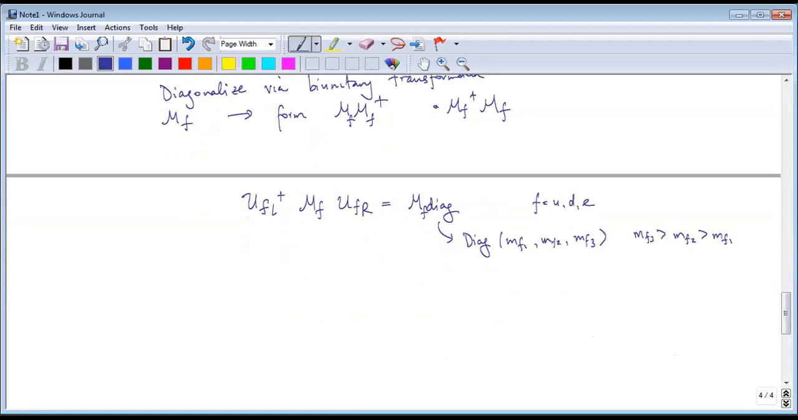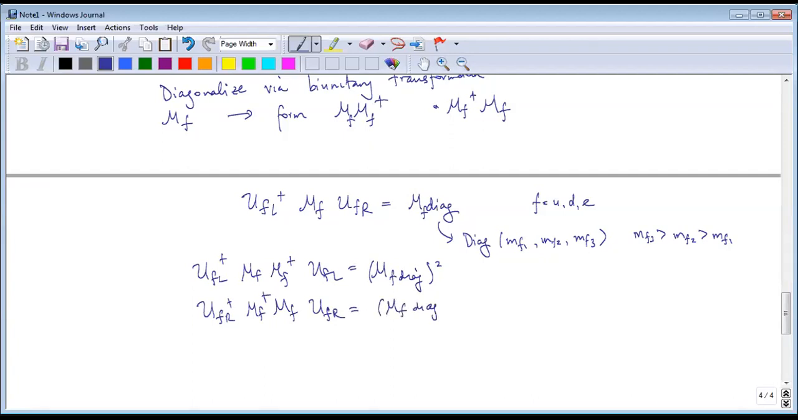And so how do we get these? Again, I can write UFL dagger MF, MF dagger UFL, and that's going to be equal to MF diagonal squared. Similarly, I can write UFR dagger MF dagger MF UFR equal to the same thing. I'm writing this sort of sloppily as MF squared. Since these combinations are Hermitian, we know that the eigenvalues on this side are real and positive. They're real because of Hermitian, and they're positive because of the squared form.